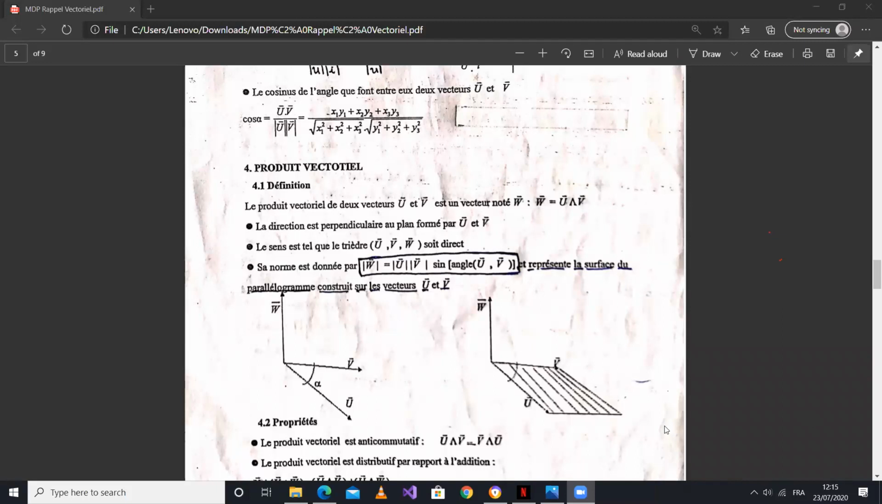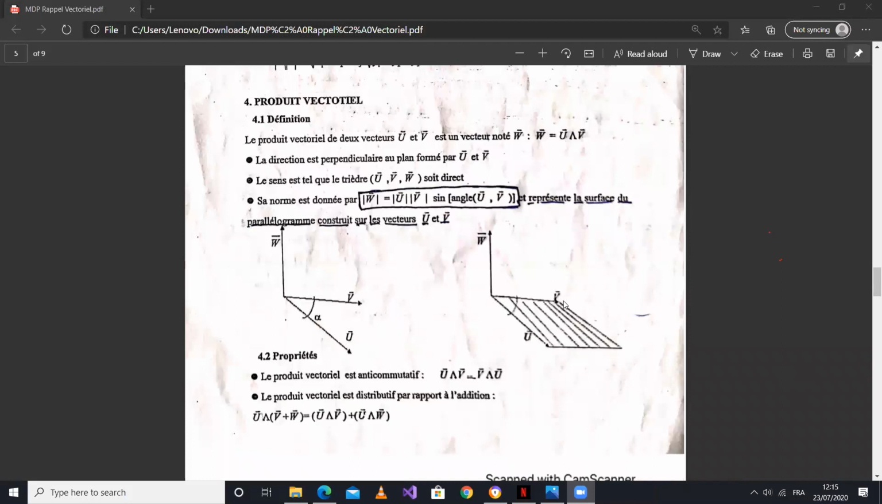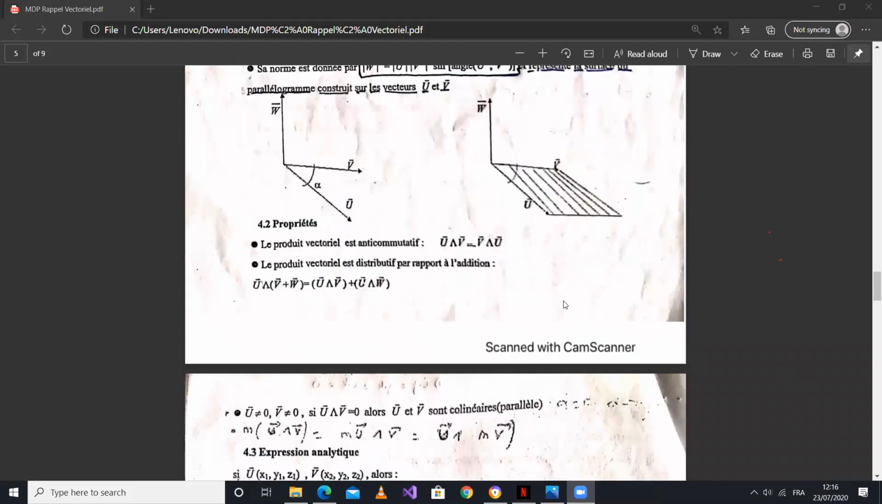Okay, so we advance to the properties. Number one, if you remember yesterday, we said the product scalar is commutative. The product vectorial is not, unlike the product scalar. The product vectorial is anti-commutative. So when you calculate U vectorial V, it's not equal to V vectorial U. Actually, it's the opposite. I think one is the negative of the other.